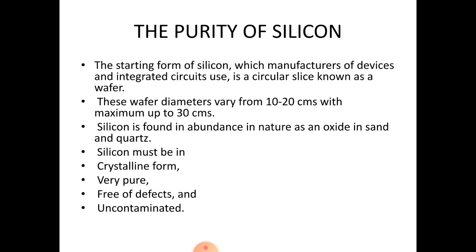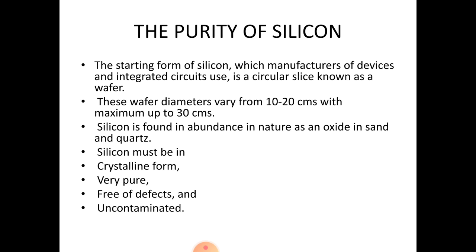The next is purity of silicon. Before that, we should know what is meant by intrinsic semiconductor and extrinsic semiconductor. Intrinsic semiconductor means the purest form of semiconductor. Whereas extrinsic semiconductor means we are adding some impurities to the semiconductor. The adding of impurities is called doping.